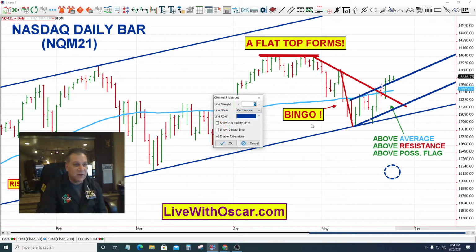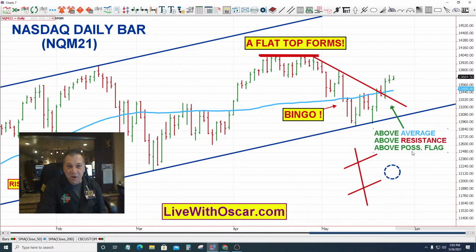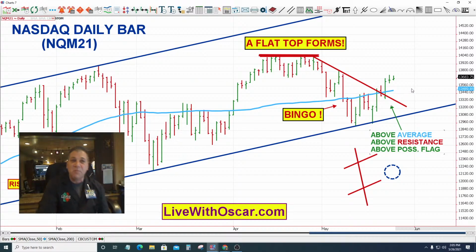Let me just make that look a little more like a flag. No extensions on there, and we'll put the red line in. So this could have been a bear flag building. But I say it's negated. It is not a bear flag. We're above the possible bear flag. We are above resistance. We are above the 50-bar moving average.